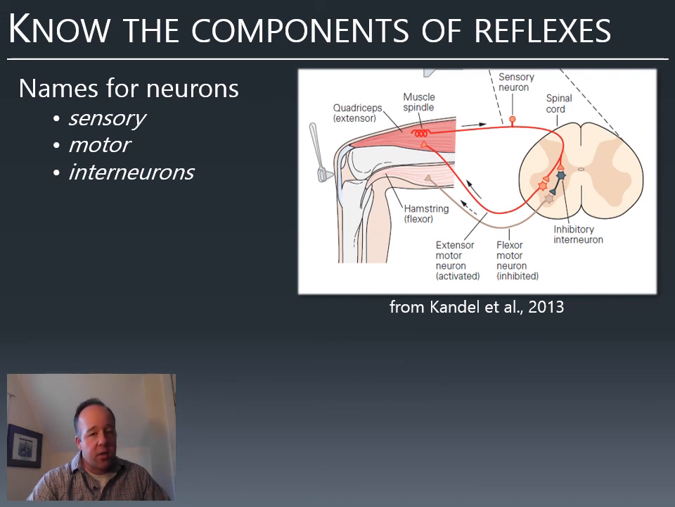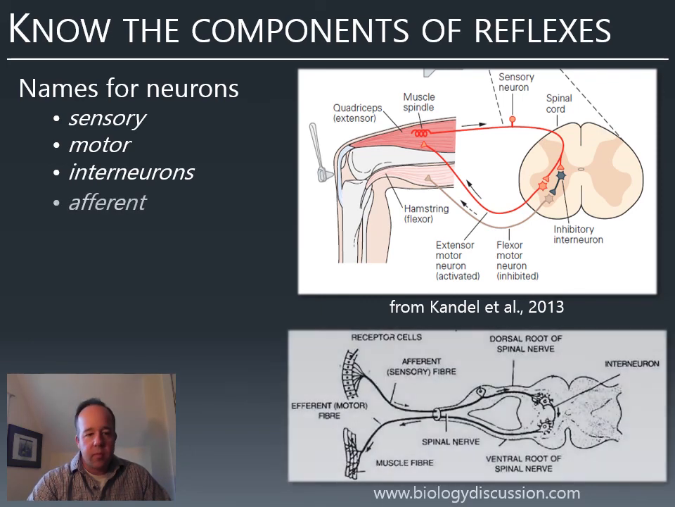They don't connect to muscles. They don't connect to sensory organs. They just communicate between neurons. But they're an important part of even something simple like a reflex. They're a very critical part of the central nervous system. Your brain is almost entirely interneurons. So know what that term means and know why it's important.